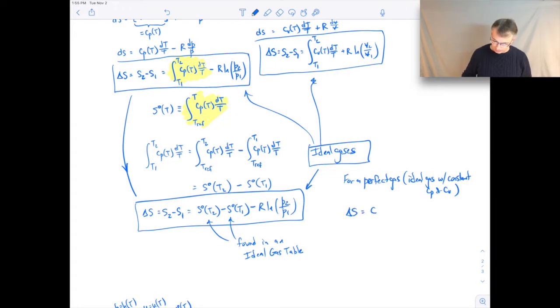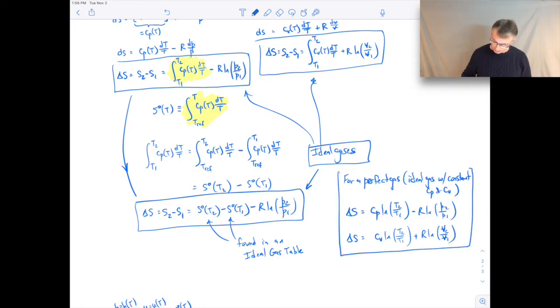And then what we're left with is delta S is equal to CP natural log of T2 over T1, minus R natural log of P2 over P1. And delta S is equal to CV natural log of T2 over T1, plus R natural log of V2 over V1. So these are for a perfect gas. Okay, so again, these come directly from here, assuming constant specific heats.